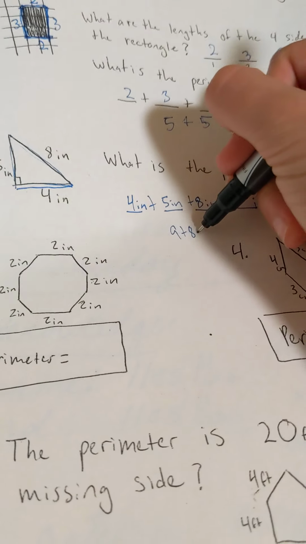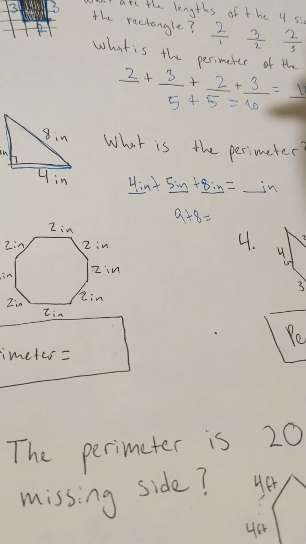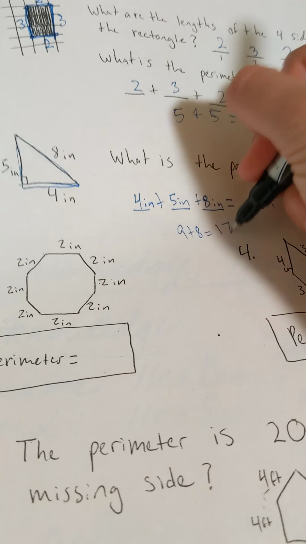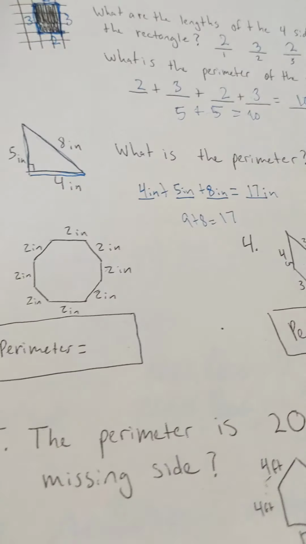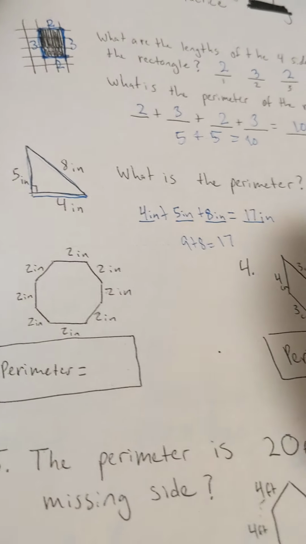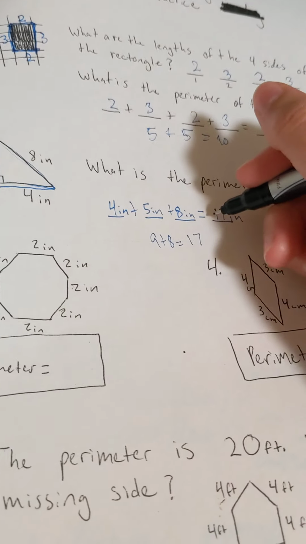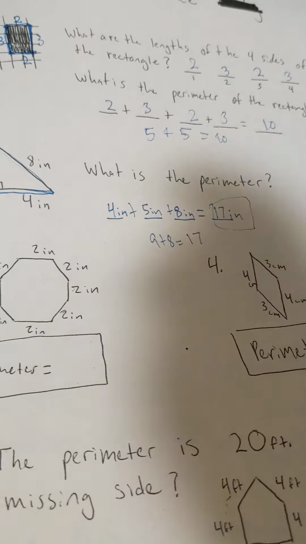Think it in your brain. Say it out loud. Yeah, 17. So it's 17 inches. Awesome. Okay, you did it. That's the perimeter, 17 inches.